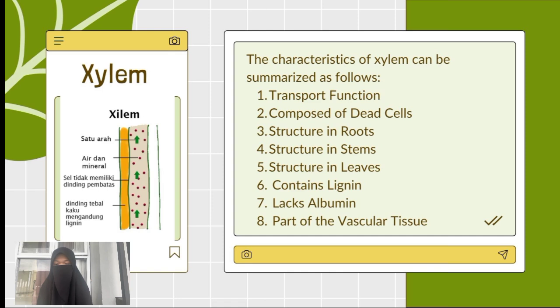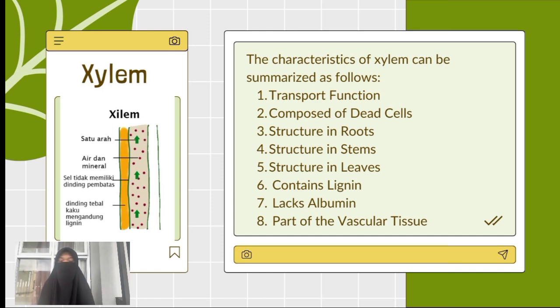And third, structure in roots. Xylem in roots grows in the central part, or stele, with a cross-shaped pattern in dicot roots and a circular pattern in monocot roots. And four, structure in stems. In dicot stems, xylem forms a ring around the stem, while in monocot stems, vascular bundles are scattered randomly.